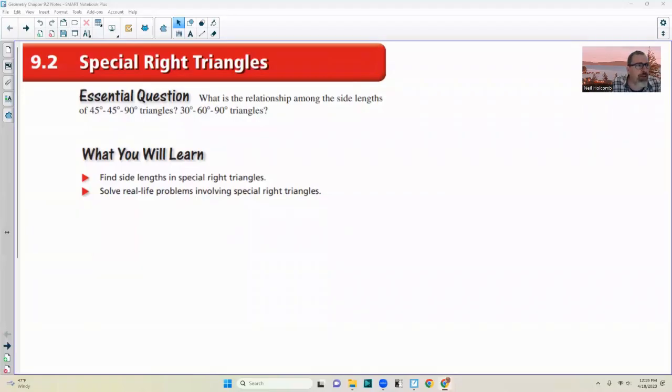Okay, this is chapter 9.2, special right triangles. The essential question is, what is the relationship among the side lengths of a 45-45-90 triangle and a 30-60-90 triangle? What you will learn in this chapter section is finding side lengths in special right triangles and solving real life problems involving these special right triangles. So let's take a look.